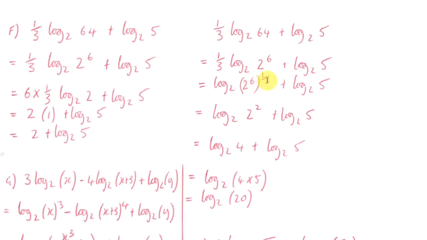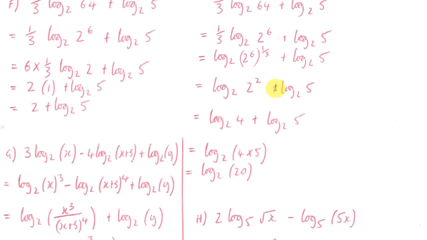6 times 1/3, just using index laws, becomes 2. So I have log base 2 of 2 squared plus log base 2 of 5. The 2 squared, of course, is 4. So there's my 4: log base 2 of 4 plus log base 2 of 5. Because these are the same log bases and I'm adding, I can just say it's log base 2 of 4 times 5, which is log base 2 of 20.